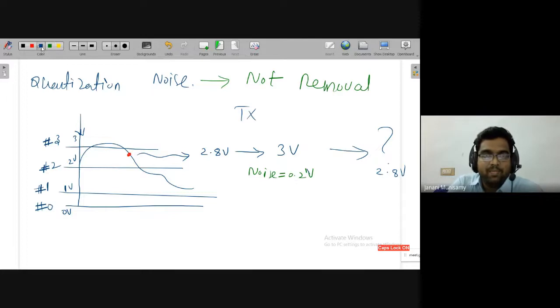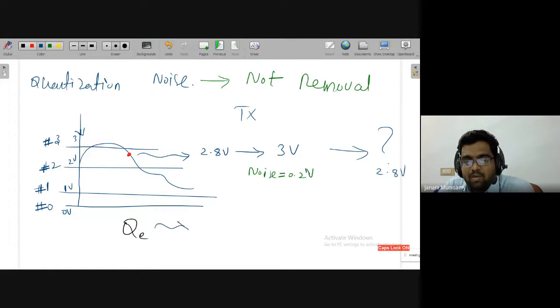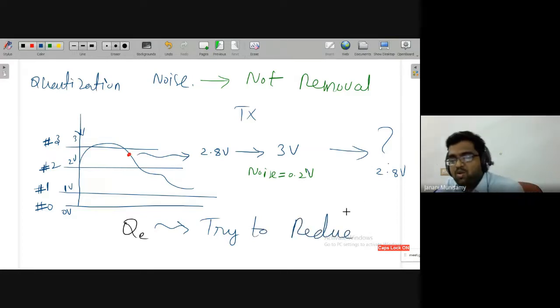By means of some other technique, we may try to reduce the quantization noise, or otherwise I'll put quantization error, noise or error. We may try to reduce it by using some technique, but you cannot make it 0. Once the quantization noise is introduced in the system, it cannot be removed.